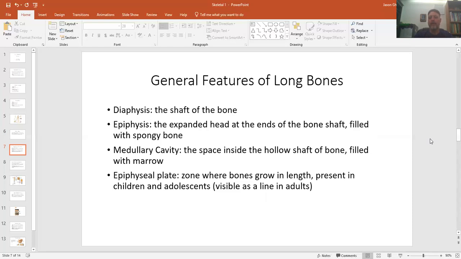And then again, where the epiphysis and the diaphysis come together, this is called the epiphyseal plate. It's wider in a child or a young teenager who is still growing. And as you get old, once you stop growing, it's just a thin line that you can see on an x-ray. Because you're not growing anymore, it's not going to expand. That's why it's a thin line.